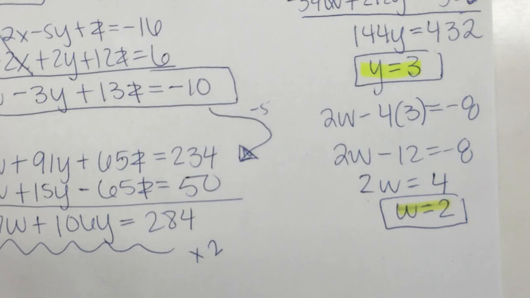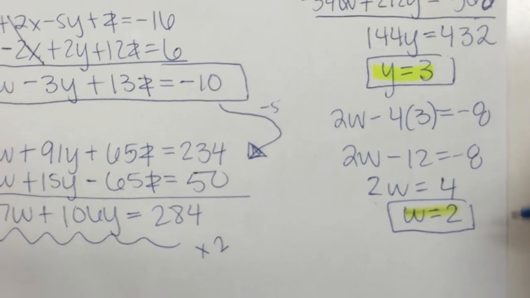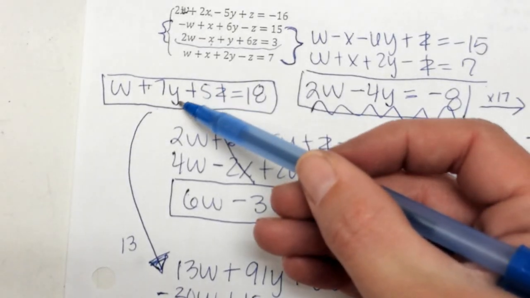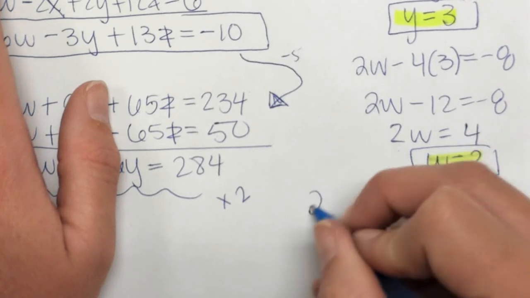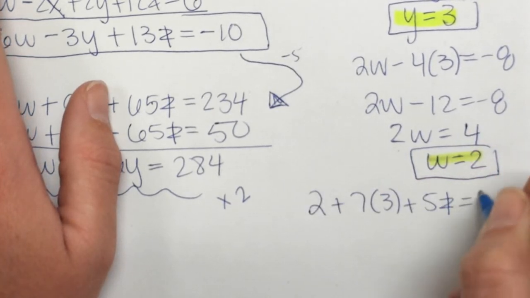Yes, because if we plug it into one with 4, it won't help us out, right? So we got 2 variables. We need to plug it into one of the box ones. Y'all wanted to use this one? Looks kind of simple. Alright, so we got W, but instead of W, we'll put 2 plus 7 times 3 plus 5 times Z equals 18.